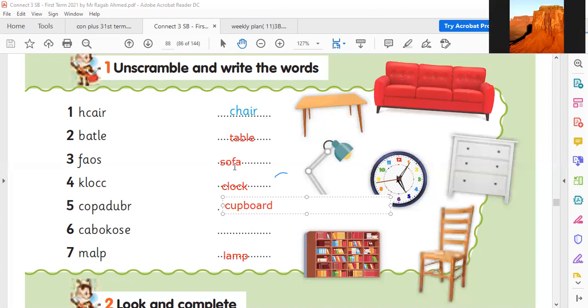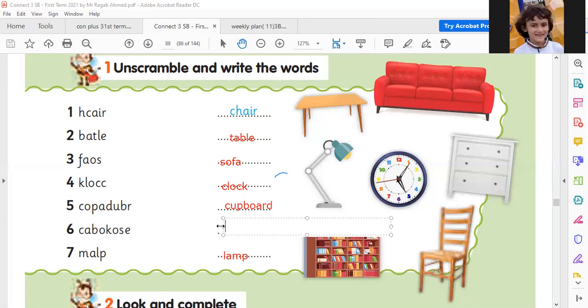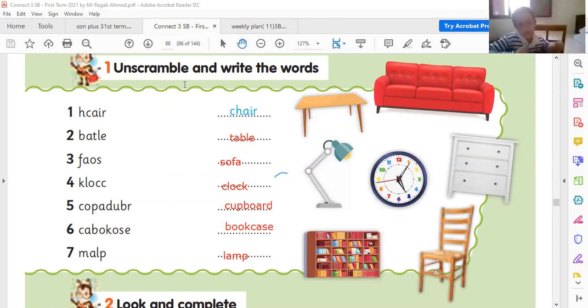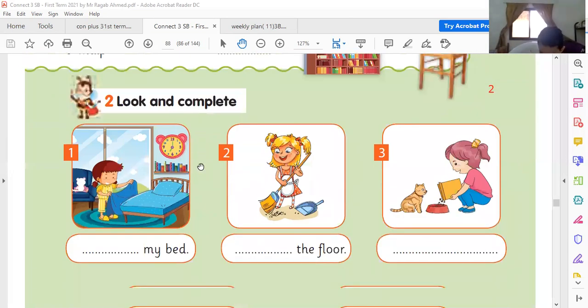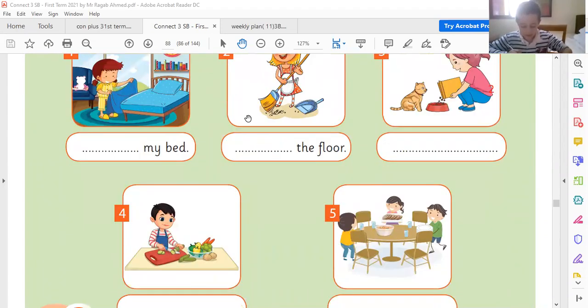Page 72. Yes. Number 6. Bookcase. B-O-O-K-C-A-S-E. Bookcase. Table and the sofa and the clock and the cupboard and the bookcase and the lamp. Bookcase, right.